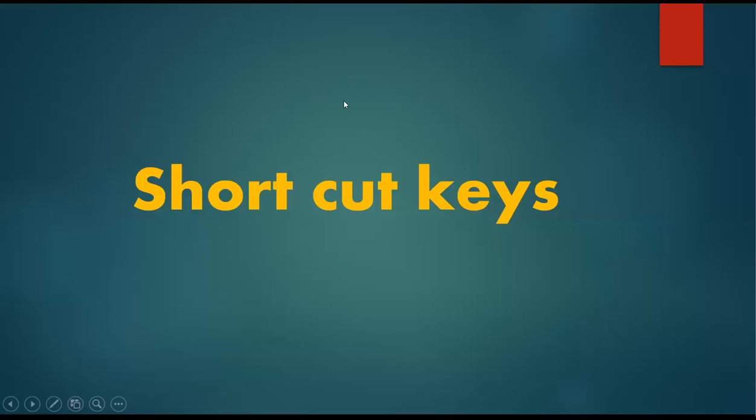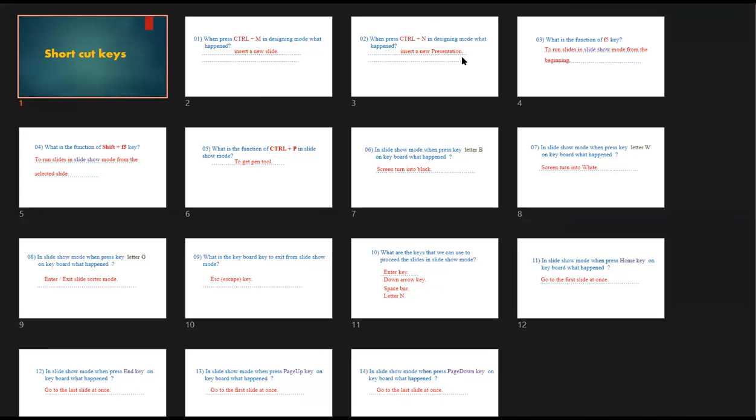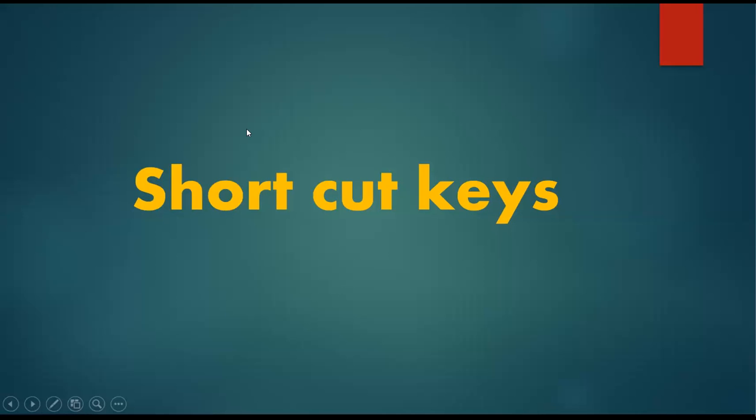I told you that when I am in the slideshow mode, if I use G, what happened? Here is G. You see slide sorter mode. I use the keys on the keyboard. Okay. Then here, if I ask you what is the shortcut key for Control P, here you see Control P. This is what I told you, that pen tool.